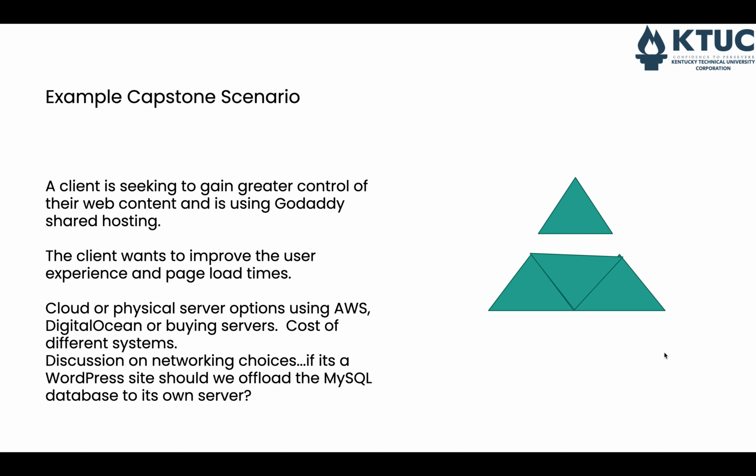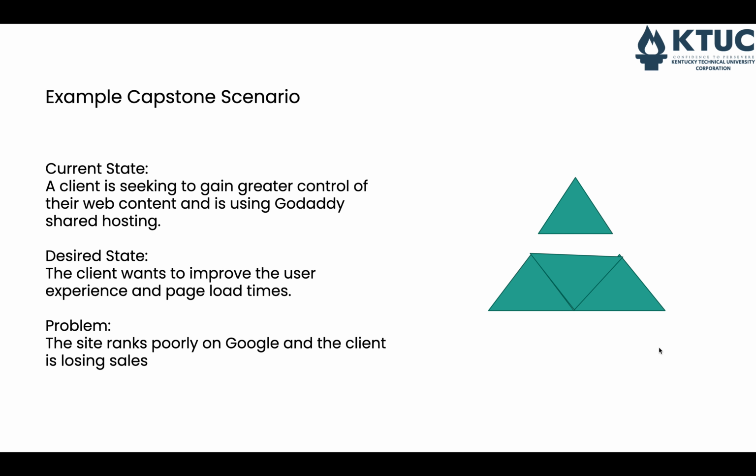What are the networking choices that we're going to use? Are we going to have a load balancer? If it's a WordPress site, should we offload the MySQL database on its own server? There's a lot of questions here, and you should define those in your paper. And again, you can see where I've tried to put in what the current state is, the desired state, what is the problem.